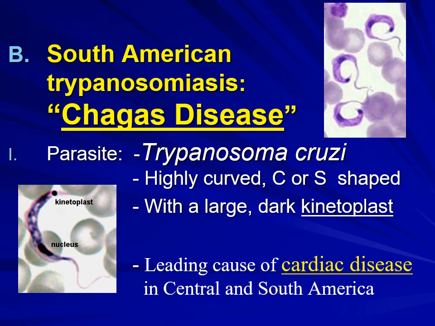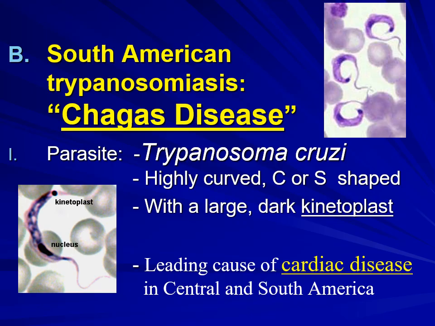And as you can see on the right upper hand side of the slide, we have got the highly curved trypanosomes with a prominent kinetoplast. Okay, you see that the nucleus is in the middle of this crescent-shaped parasite. This is the dark nucleus, and then at the periphery, at the tip, we have got the darkly staining, large, prominent kinetoplast as well. This is typical of American trypanosomiasis. It is caused by Trypanosoma cruzi. It's highly curved, C or S shaped, okay, with a large dark kinetoplast like I described.